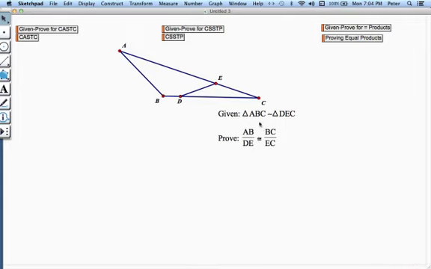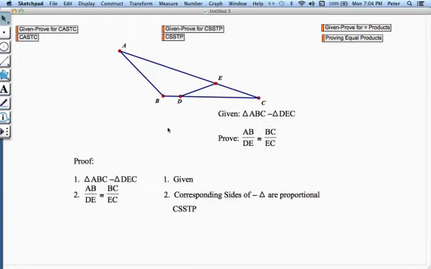So, if I knew the two triangles were similar, how would I prove that these proportions are congruent? Well, it's very similar to the earlier proof. I can show that the ratio AB over DE is equal to the ratio BC over EC by corresponding sides of similar triangles are proportional. I'll let you abbreviate that as CSSTP, but again, be careful to make sure you know what the abbreviation means should it come up on a quiz or a test.